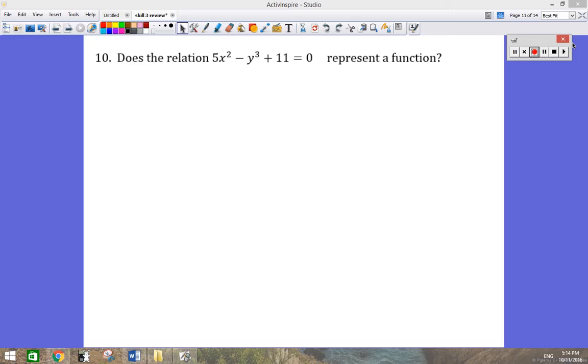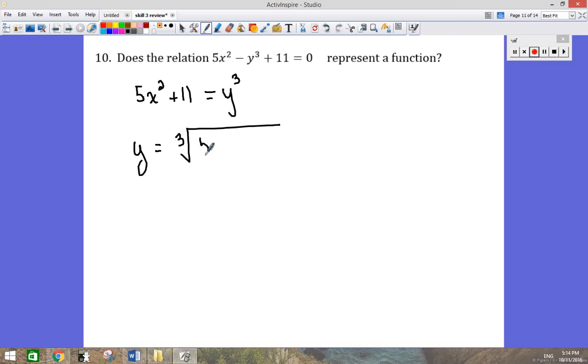If you have an equation, what you want to try to do is solve the equation for y by getting y by itself. So if I add y cubed to each side, that'll get the y cubed by itself. So I'll have 5x squared plus 11 is equal to y cubed. And I'm going to write the y on the left-hand side. If I take the cube root of that, I'll just get y. And if I take the cube root of the left-hand side, I have to take the cube root of the right-hand side. When we take odd roots, we don't have to introduce a plus or minus sign.